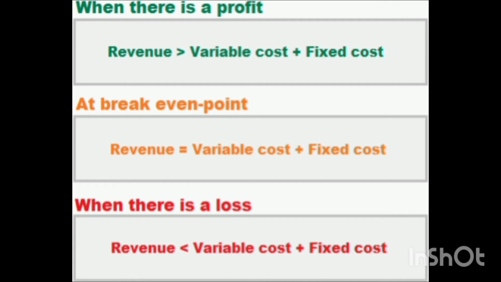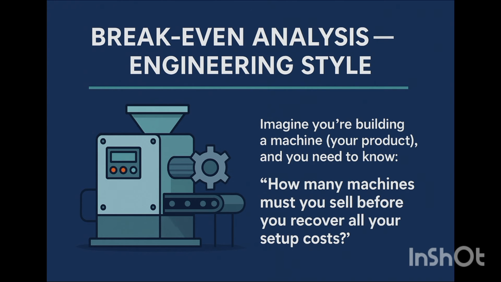So when there is a profit, revenue is greater than variable cost plus fixed cost. At the break-even point, revenue is equal to variable cost plus fixed cost. And when there is a loss, revenue is less than variable cost plus fixed cost. In my coming slide, I will tell you what is fixed cost and what is variable cost. But it is common sense that if your revenue is greater than your expenses, there is a profit. If the revenue is less, there is a loss, and if both are equal, this is the break-even point.